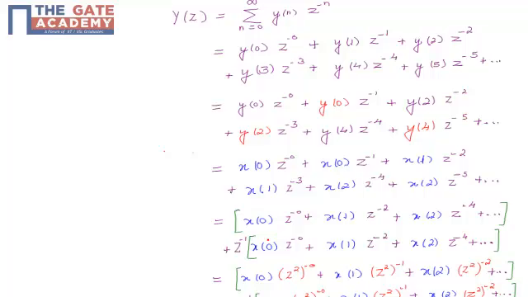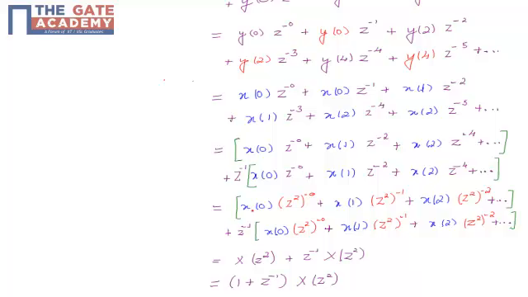Next we will represent the z terms in terms of z square raised to some power. So we get the equation as x of 0 z square raised to minus 0 plus x of 1 z square raised to minus 1 plus x of 2 z square raised to minus 2 plus dot dot dot, and plus z inverse again x of 0 z square raised to minus 0 plus x of 1 z square raised to minus 1 plus x of 2 z square raised to minus 2 plus dot dot dot.